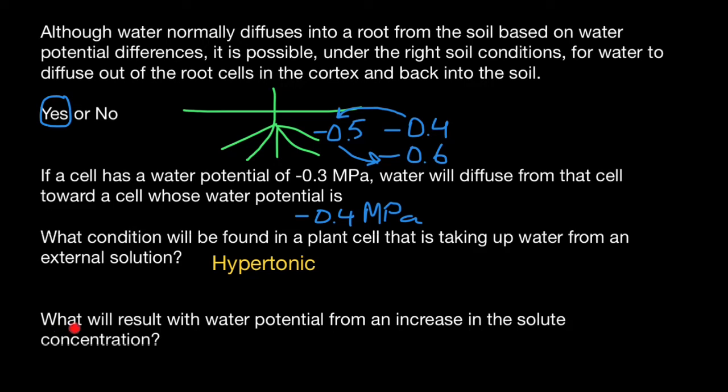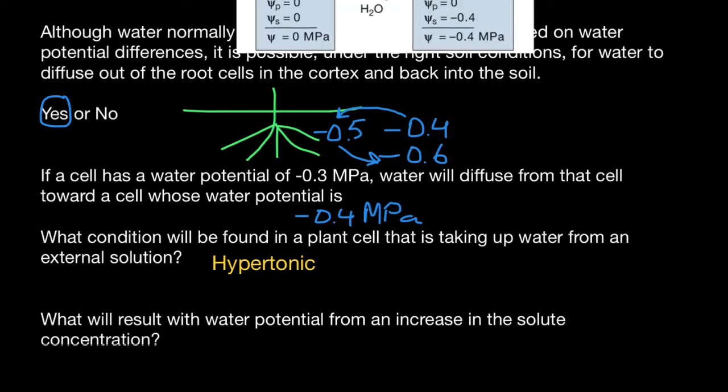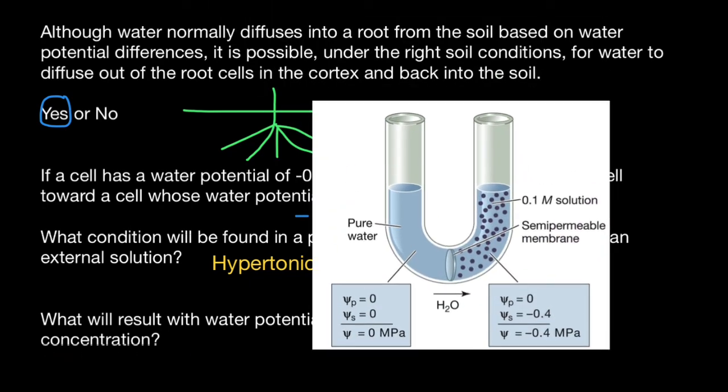And the last question, what will result with water potential from an increase in the solute concentration? Take a look at this picture. What we see here is that in the water on the left, which is pure water, solute potential is 0. But in the water on the right, solute potential is minus 0.4 because we see some solute here.